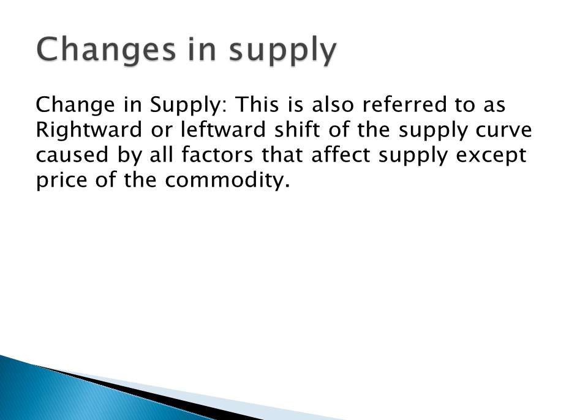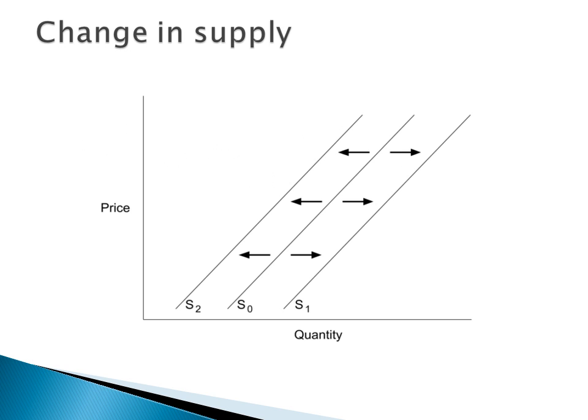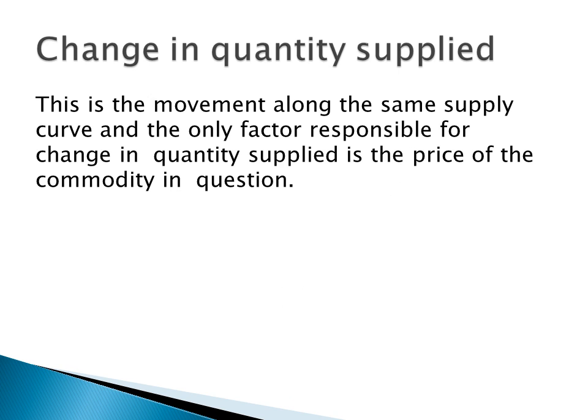We have change in supply, which is a bodily shift of the supply curve from left to right or from right to left. And all factors that can change supply, that affect supply and that determine supply, change these graphs, such as firms' objectives, cost of raw materials, natural disaster, price of related goods, among others.